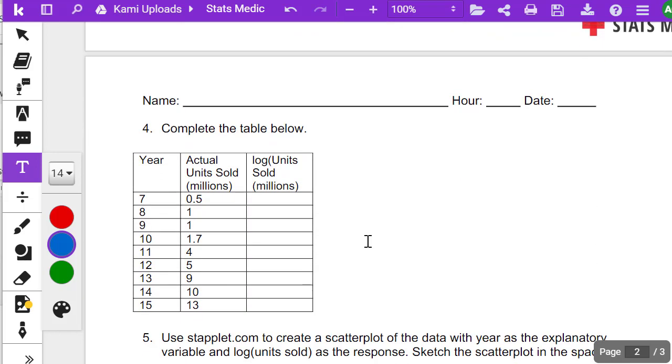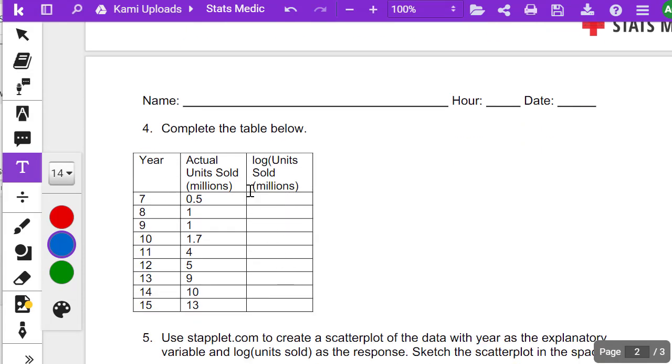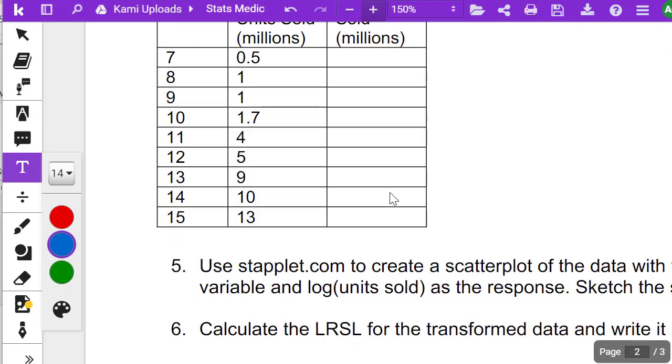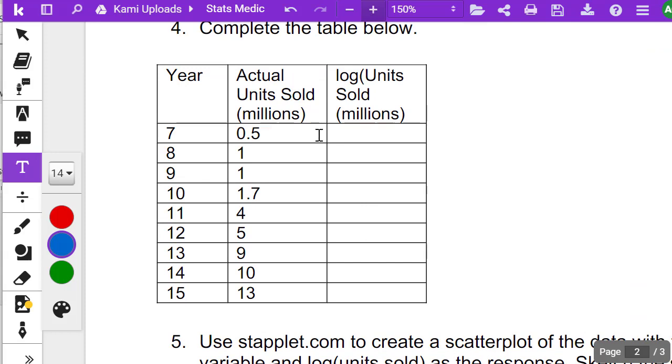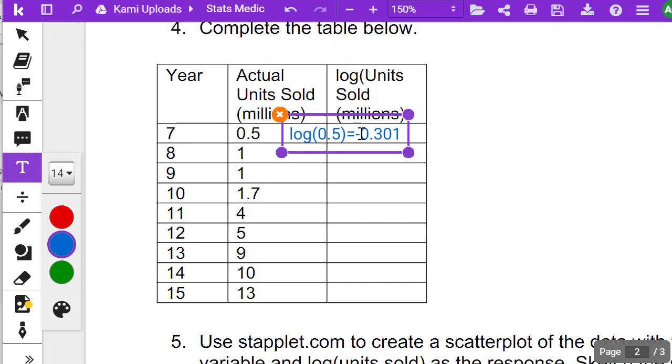So now what we're going to do is we're going to actually transform the data. So we're going to take the log. Remember, this says log of y. So now I got to take the log of y. Let me zoom this in just to make it a little bit easier. So I'm going to take the log of 0.5. All right. So log of 0.5 is negative 0.301. All right. I'll put this so you can read it better. And I have my negative there.